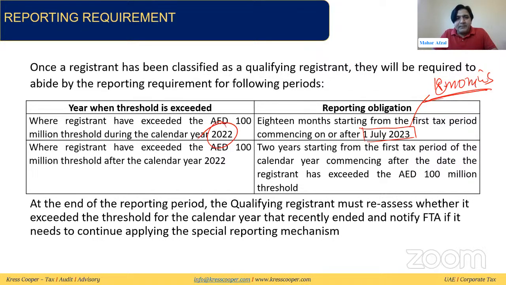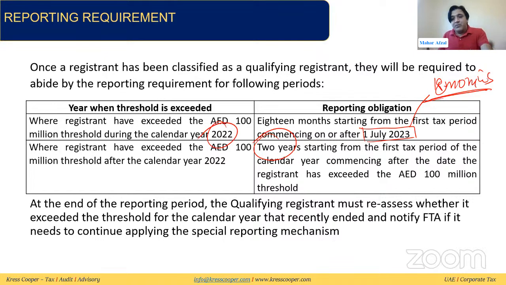And if their threshold is exceeded after 2022, it might be in 2023, 2024, 2025, 2026, in any calendar year in the future, then the reporting requirement is 2 years, and these 2 years will start from the first tax period after the calendar year commencing after the date the registrant has exceeded 100 million.